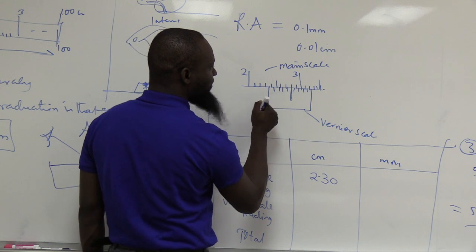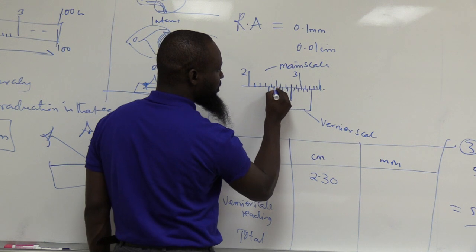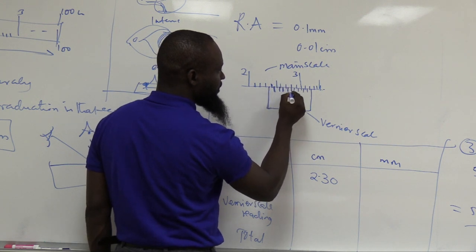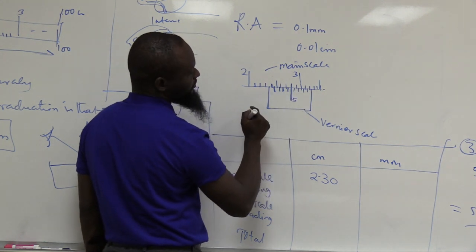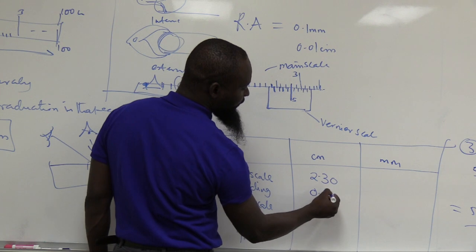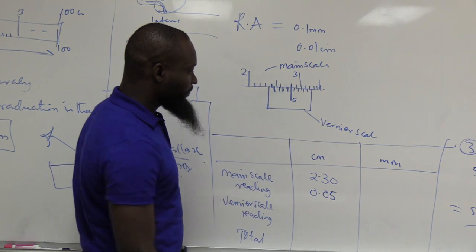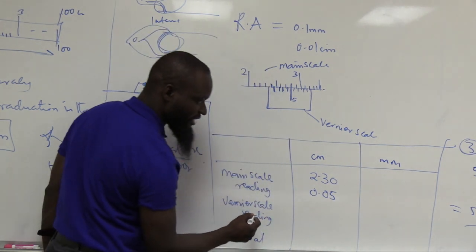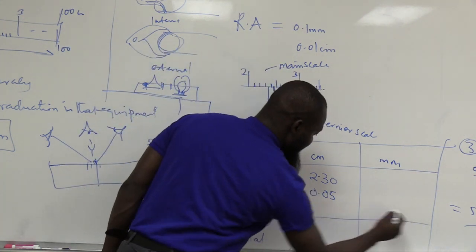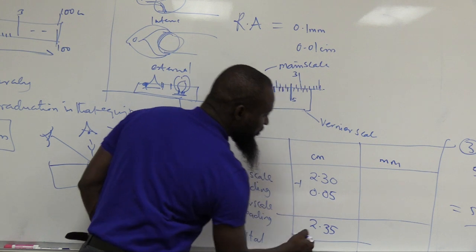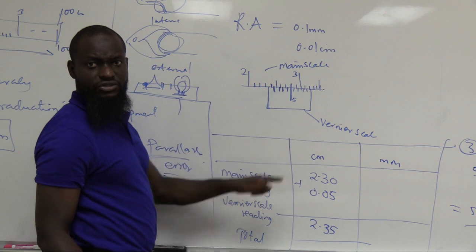For the Vernier scale, I'm going to see where a mark of the Vernier scale intersects with a mark on the main scale. This doesn't intersect, this doesn't intersect, this doesn't intersect. It intersects at the fifth mark on the Vernier scale. So that will be 0.05, because in centimeters it has a reading accuracy of 0.01. The Vernier scale is in millimeters and the main scale is in centimeters. I sum this up to get my total, which becomes 2.35. The part that the main scale could not read, the Vernier scale tells you.